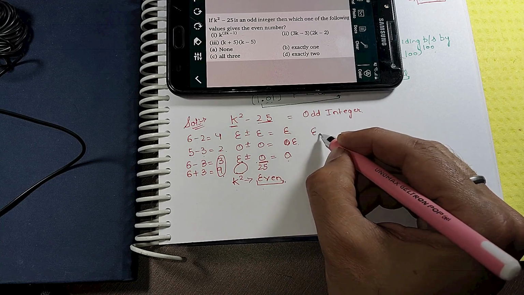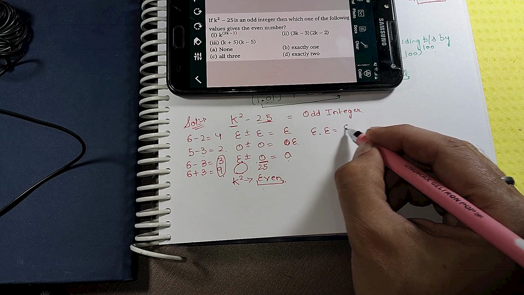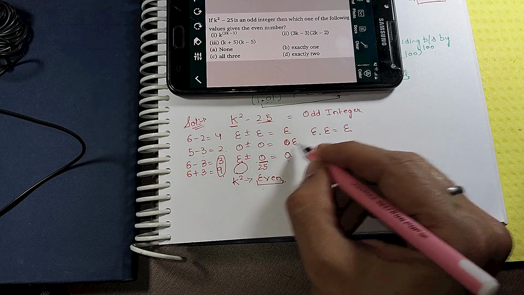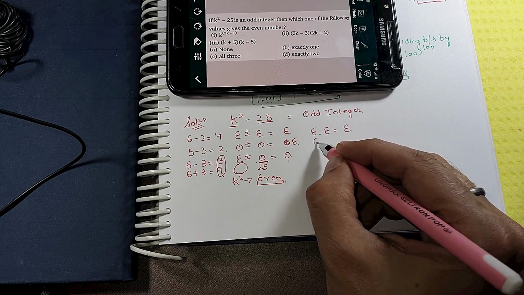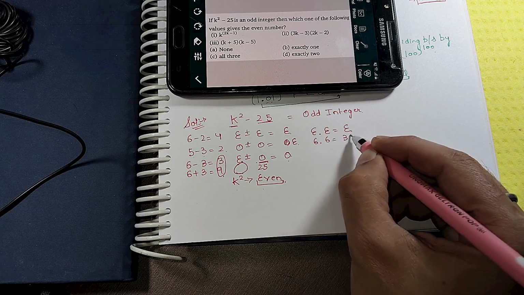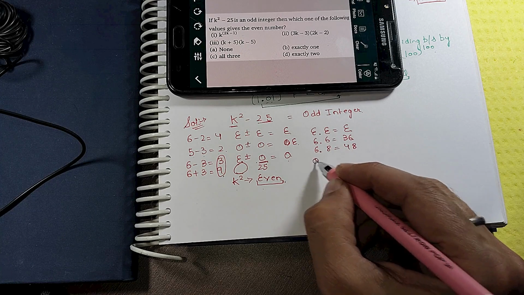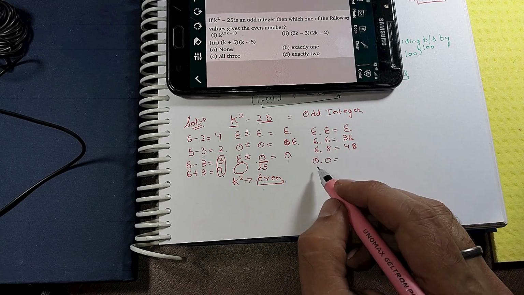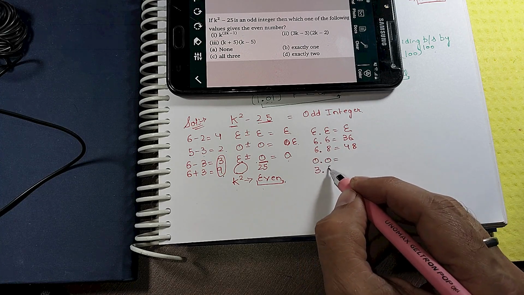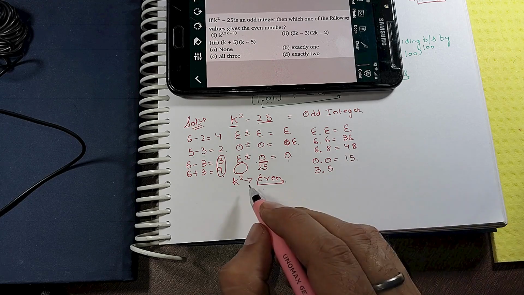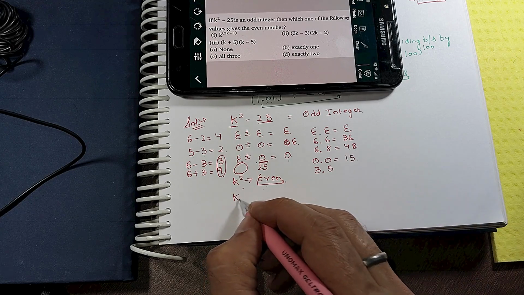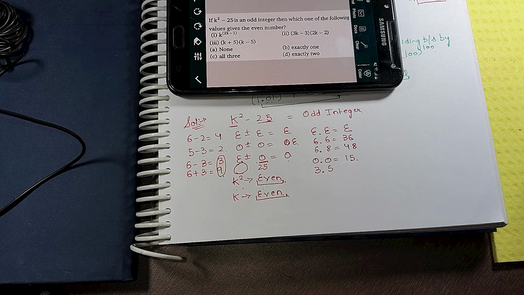Now even multiplied by even is equal to even. An example for this is, since we are talking of squares, I will write 6 into 6 is 36, or we can have different examples. 6 into 8 is 48. Now odd multiplied by odd, so that is basically 3 multiplied by 5, so that is 15. So since k square is even, I can say that k has to be even, right? So we logically deduce that k must be an even number.